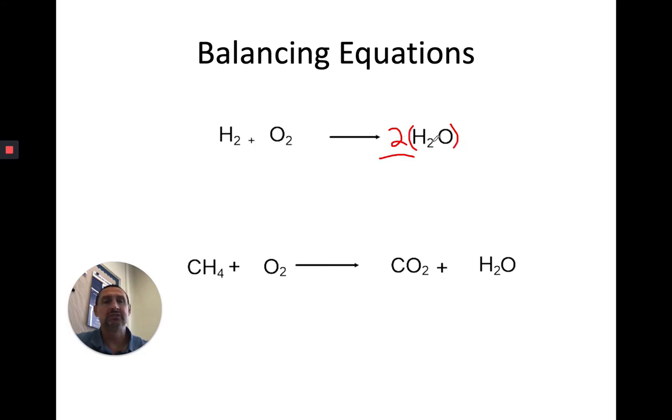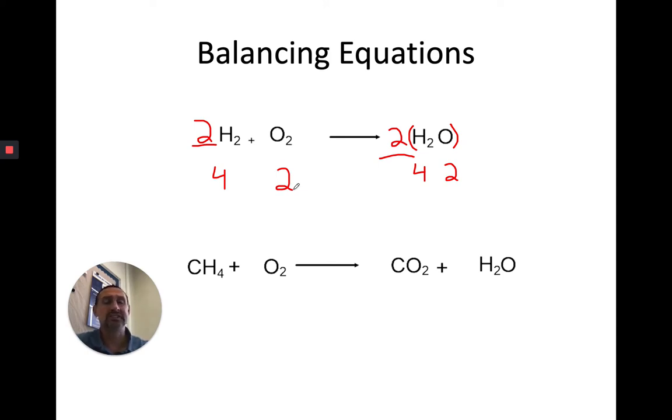So that's 2 times 2 for hydrogen. That means 4 hydrogens. And then 2 times 1 for oxygen, that's 2 oxygens. Now if I go back over here, I'll notice I only have 2 hydrogens and 2 oxygens. But now I need 4 hydrogens. So I'm just going to add a coefficient here. So I have 2 times 2, 4 hydrogens, 1 times 2, 2 oxygens, and it will be a balanced equation.